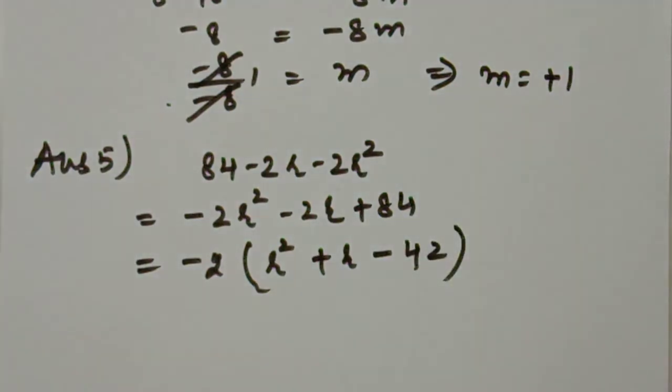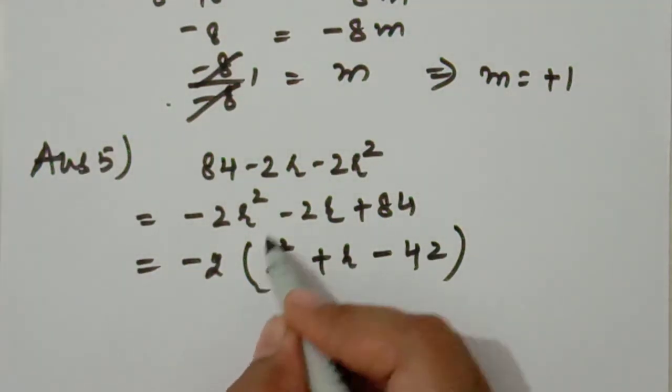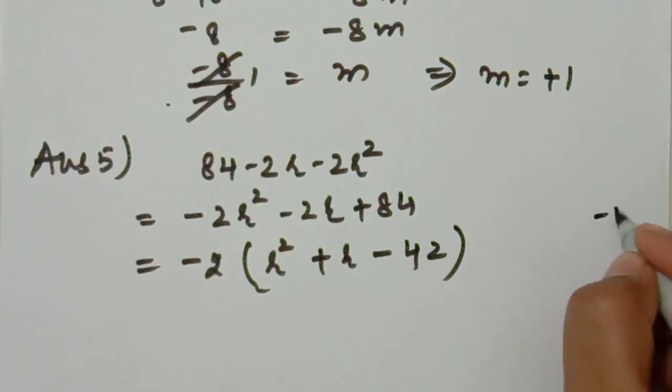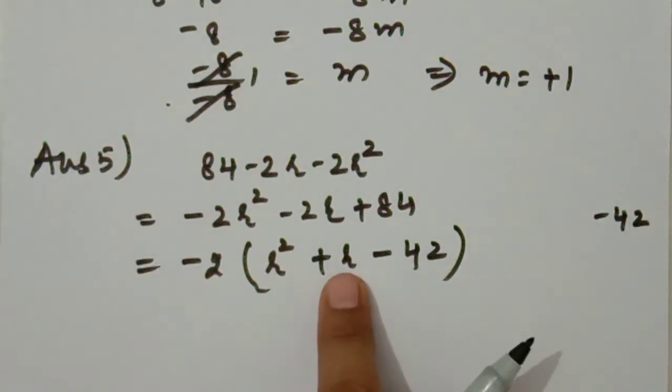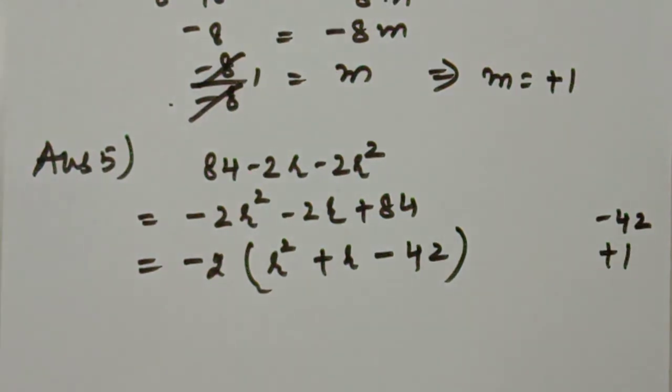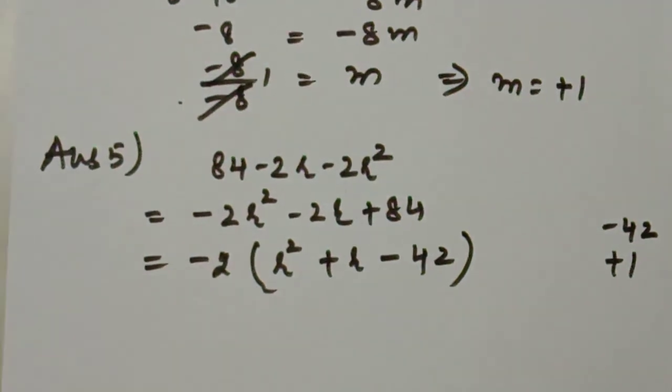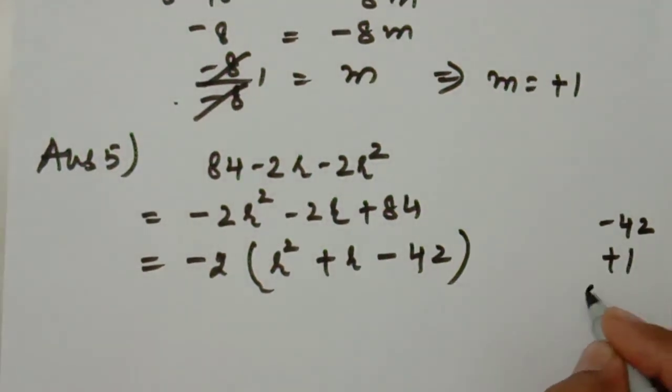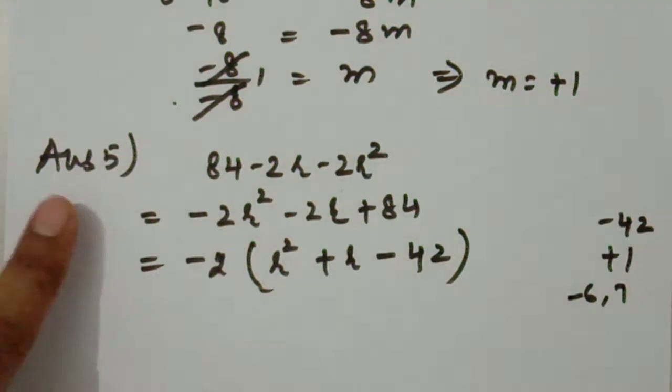Now we have to factorize this with middle term splitting. So we multiply the coefficient of x square with the constant number. So it is minus 42, and the sum of the numbers is given as plus 1. So we have to make two numbers whose product is minus 42 and sum is plus 1. So definitely we will take 6 and 7, 6 sevens are 42, but what about the sign? Because in multiplication we need a negative sign, and in addition we need a plus sign. So we will take minus 6 and 7 as the two factors.